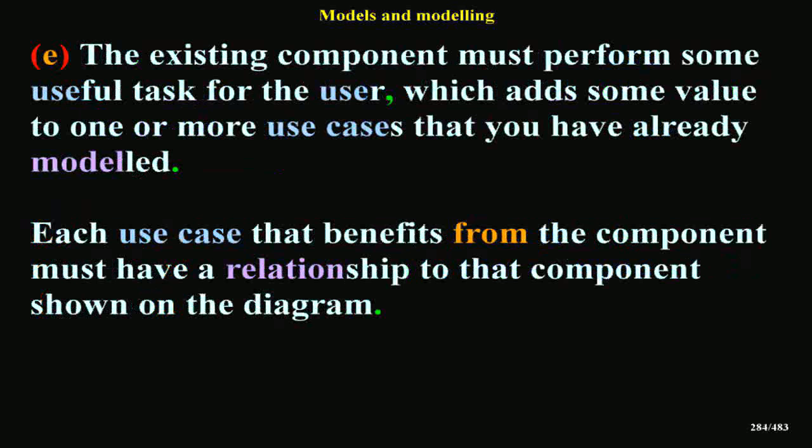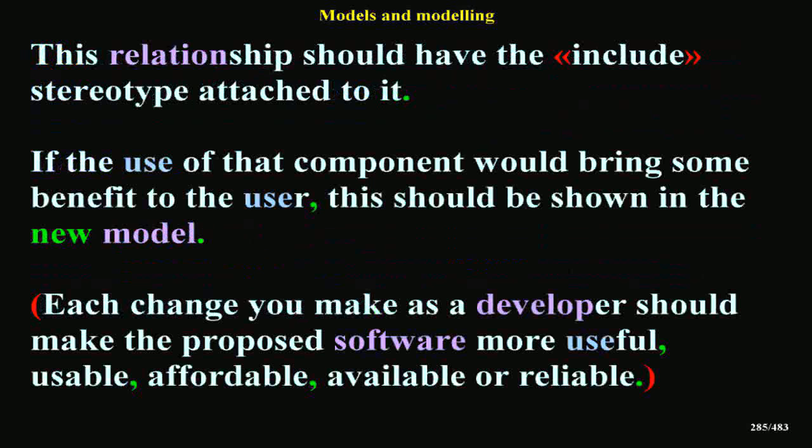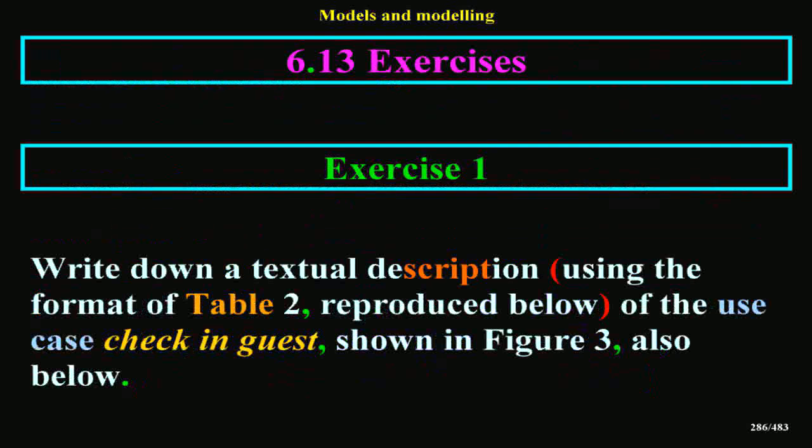E. The existing component must perform some useful task for the user, which adds some value to one or more use cases that you have already modeled. Each use case that benefits from the component must have a relationship to that component shown on the diagram. This relationship should have the include stereotype attached to it. If the use of that component would bring some benefit to the user, this should be shown in the new model. Each change you make as a developer should make the proposed software more useful, usable, affordable, available or reliable.